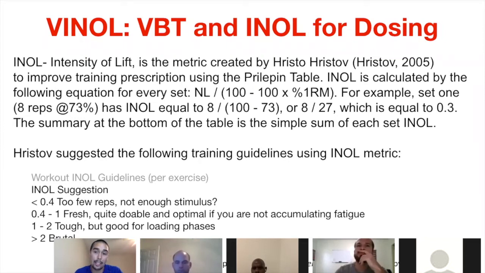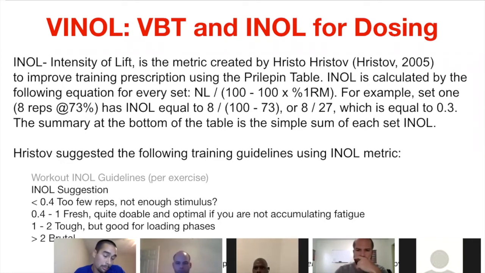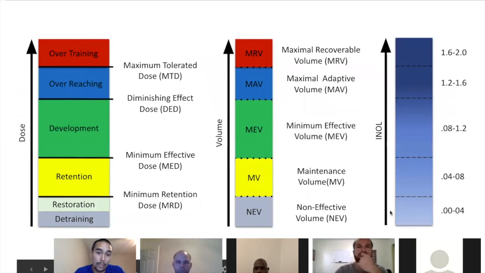And if I add that up over an entire session, I get an INOL score, which at the bottom you'll notice for a total INOL score, these are the guidelines. If it's anything over 2, it's like I'm dying. Like I'm going to be sore for 11 days. I won't be able to walk. It's pretty much overtraining. If it's less than 0.4, it's really not enough. And so this is just a pretty quick way to evaluate dose.